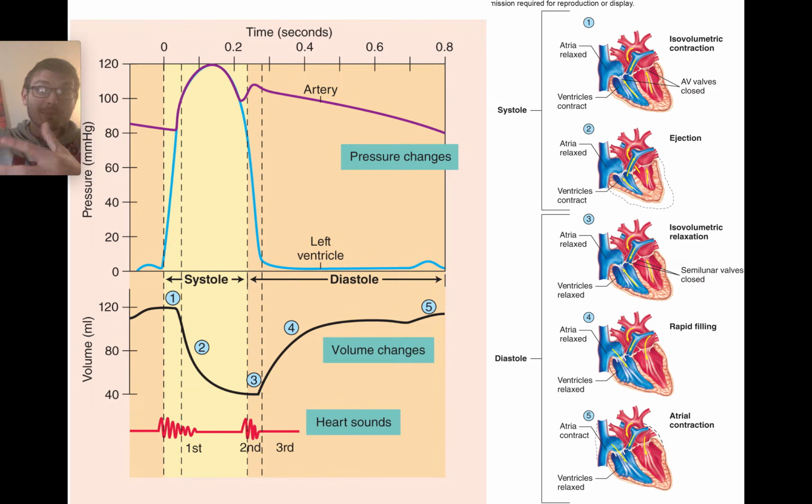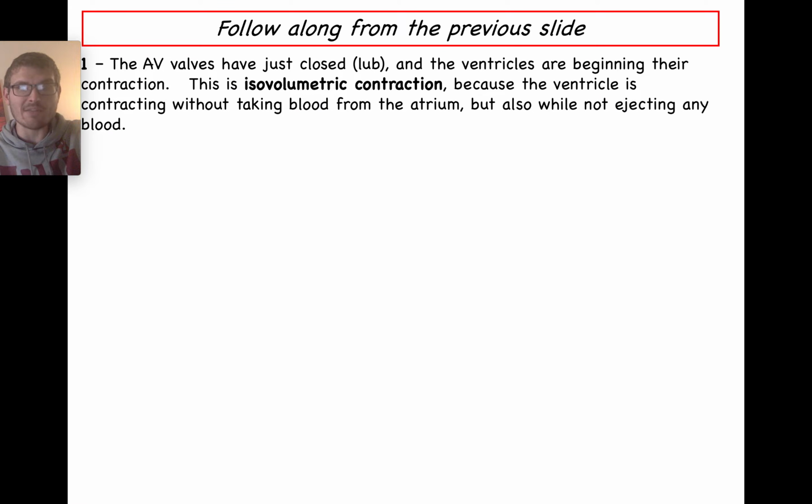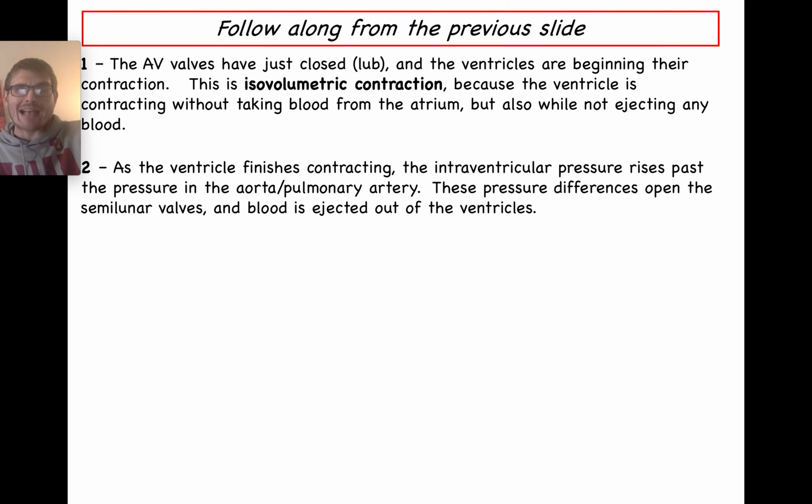We're not delivering blood, we're not taking blood, we're just trying to raise the pressure in the ventricle so that we can get it higher than the pressure in the arteries. So eventually, as the pressure rises and rises and rises, eventually your ventricular pressure does exceed the pressure in the arteries. And something very specific will happen when that occurs. As the ventricle finishes contracting, the intraventricular pressure, as I said, rises past the pressure in the arteries, and this is going to force open the semilunar valves.